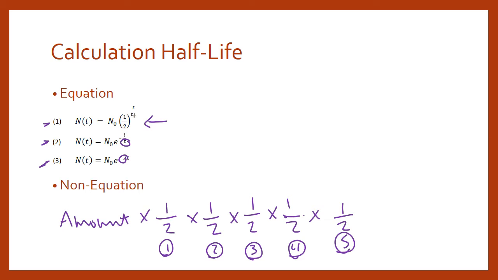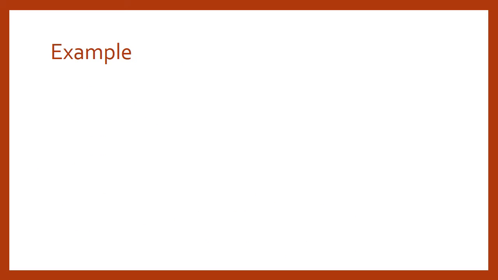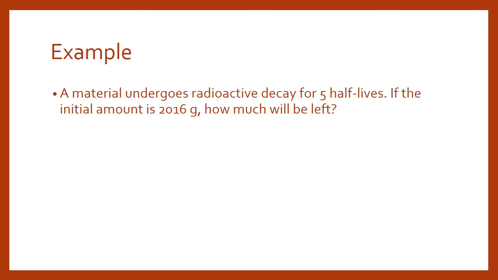We're going to apply this to two different sample calculations so we can see how to think through these types of questions. First example: a material undergoes radioactive decay for 5 half-lives. If the initial amount is 216 grams, how much will be left? We're starting with 216 grams and it undergoes 5 half-lives, so I'm going to multiply by half 5 times.